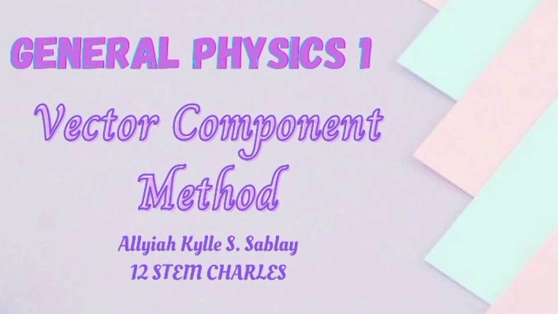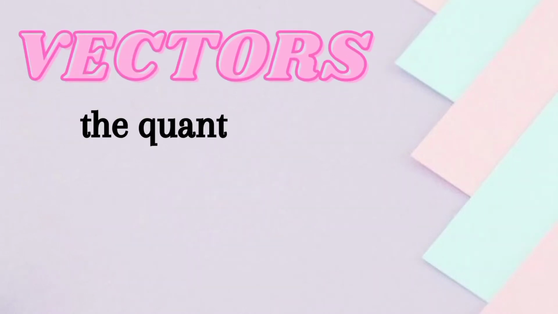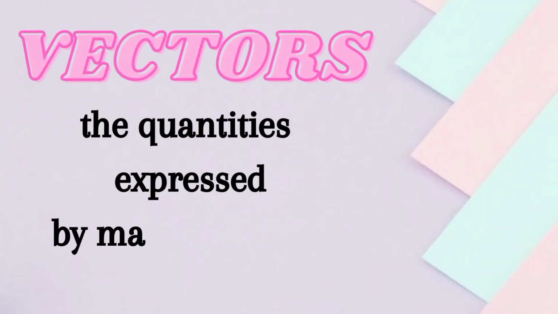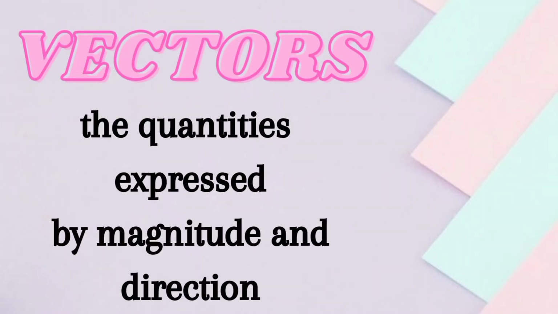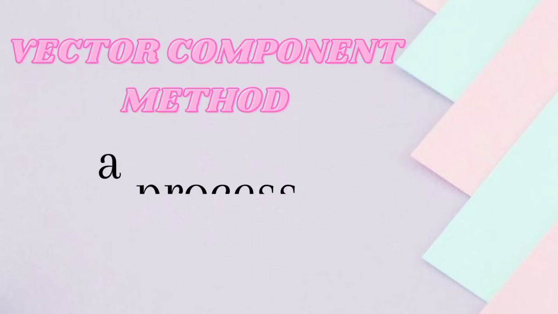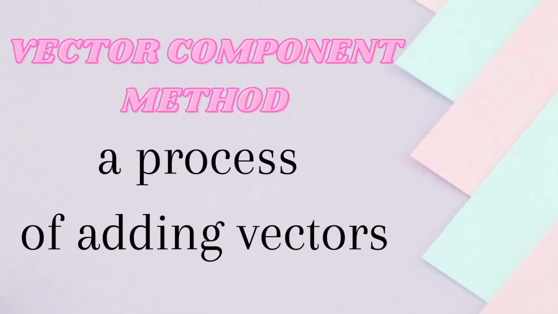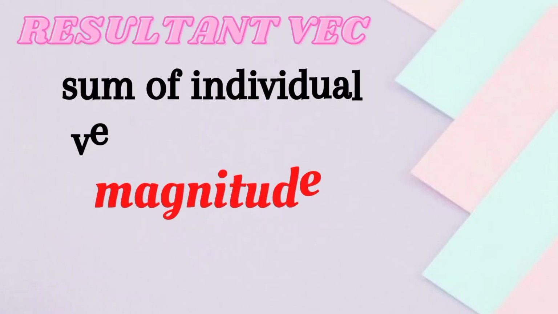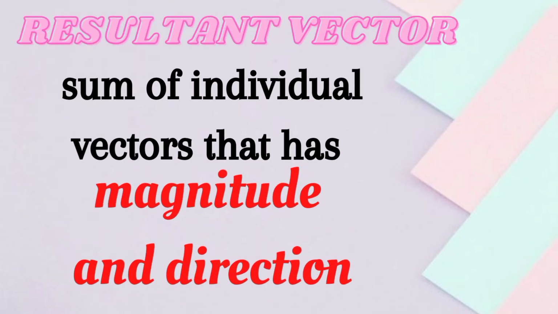Today, we will discuss the vector component method. Let's start with the definition of vectors, vector component method, and resultant vector. Vectors. These are the quantities expressed by magnitude and direction. Vector component method. It is a process of adding vectors. Resultant vector. It is a sum of all individual vectors that has magnitude and direction.